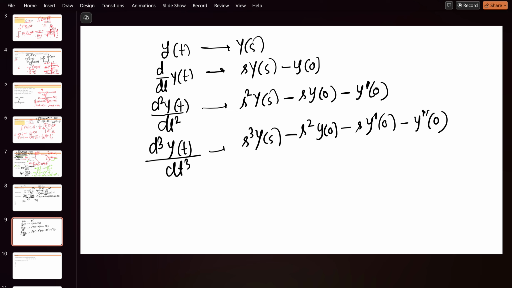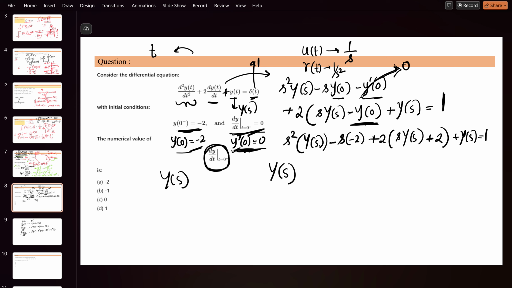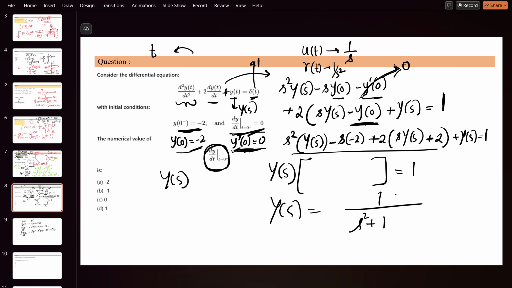This I will share in the slide. You don't have to go into the depth, just listen to what I have told. You just have to find it out. From here, take Y(s) common. Some equation will come, then Y(s) will come out like this: 1 upon s square plus 1 plus something, of s plus s square plus 2s plus 1. Then there are some rules to convert from the S domain to the time domain.